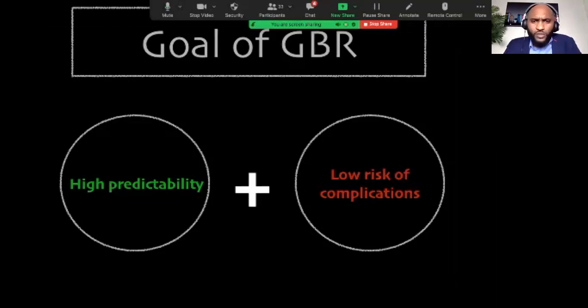So what's the goal of guided bone regeneration? The aim here is to attain high predictability. You want to almost tell the patient, this is what we shall attain. When you're doing that, you want to ensure that it is at a low risk of complications. It should also be cost-friendly to the patients.